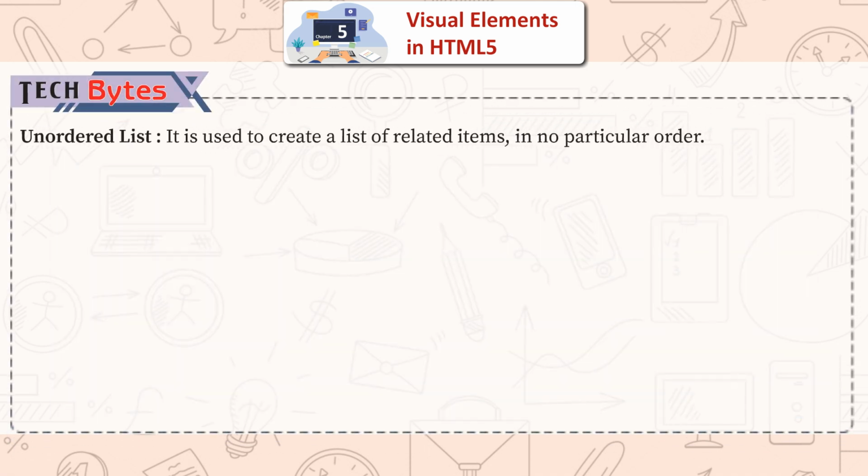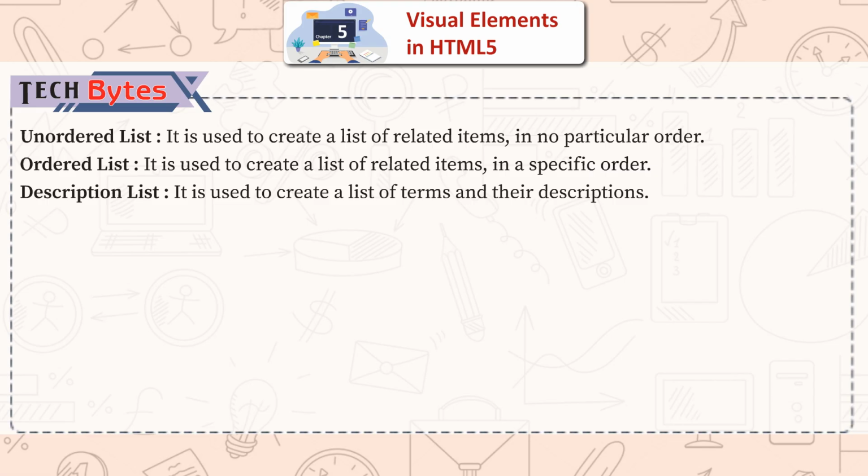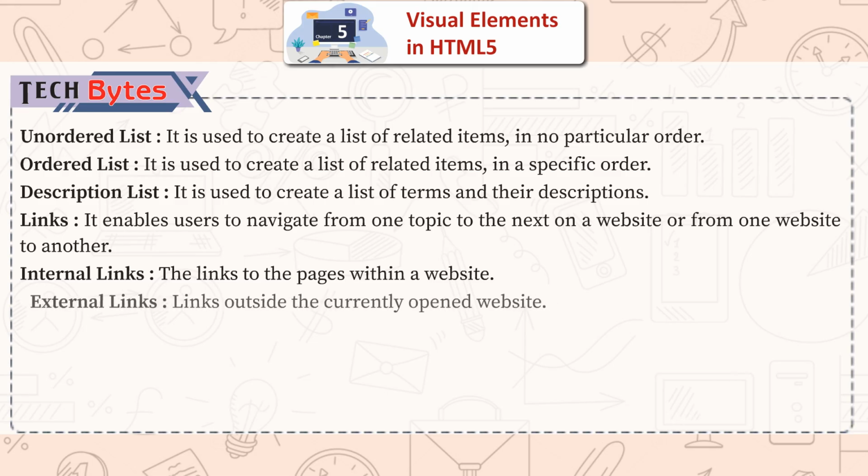Unordered list. It is used to create a list of related items in no particular order. Ordered list. It is used to create a list of related items in a specific order. Description list. It is used to create a list of terms and their descriptions. Links. They enable users to navigate from one topic to the next on a website or from one website to another. Internal links. The links to the pages within a website.